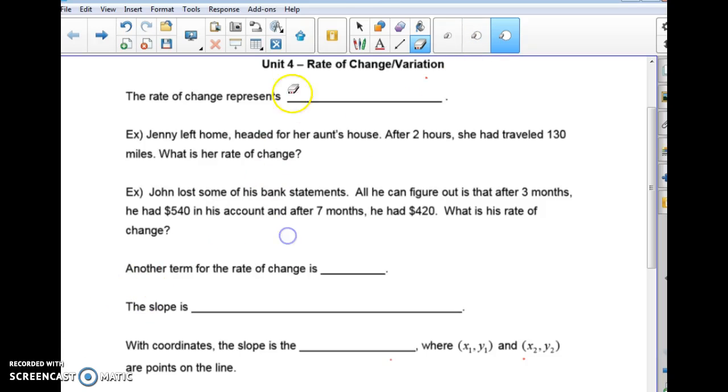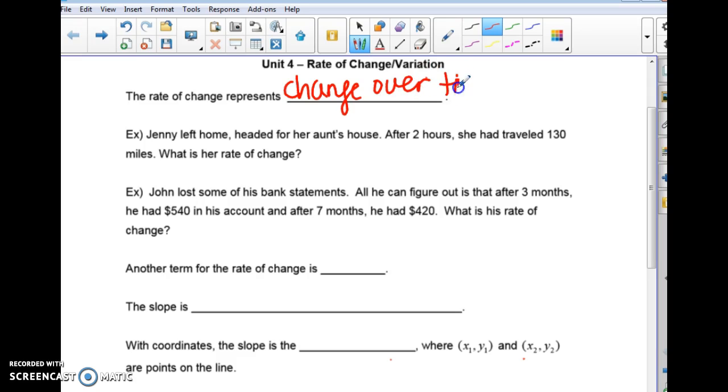Okay, so today we're going to talk about the rate of change and slope. So the rate of change represents the change over time or change over unit. Okay, so the car problem that we talked about yesterday was about car efficiency. It's like how many miles can the car go per gallon, right?